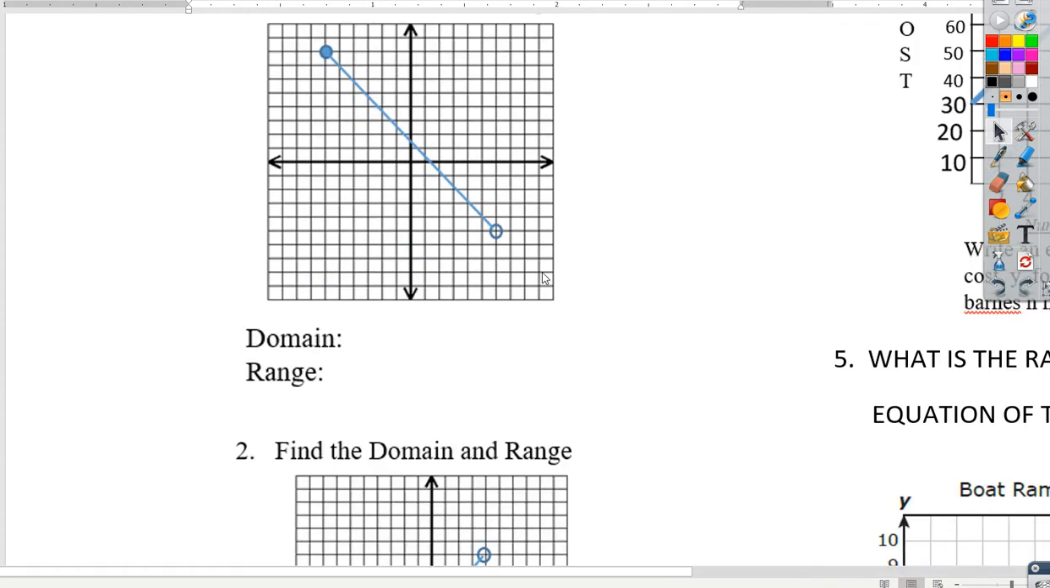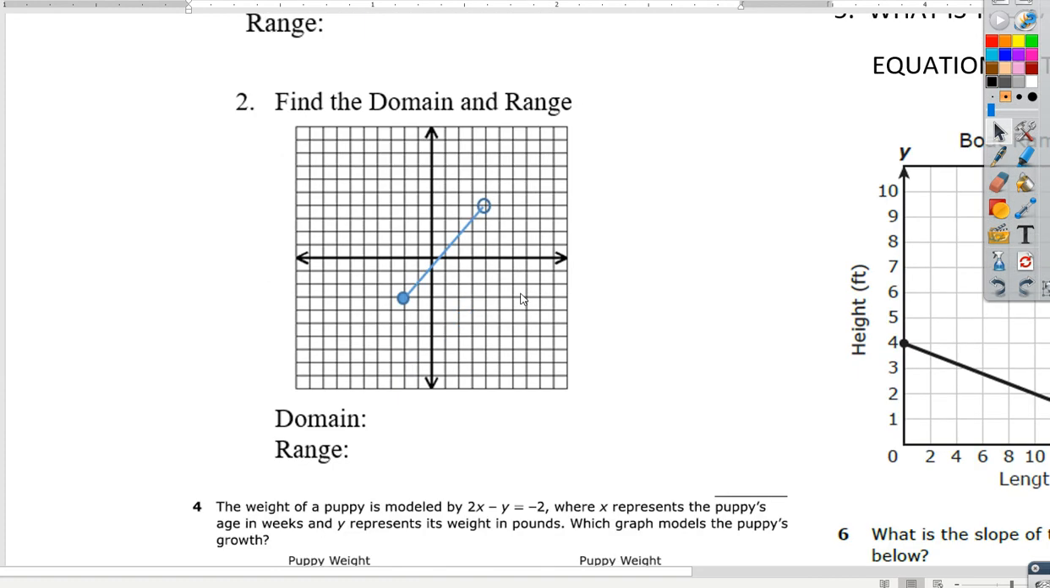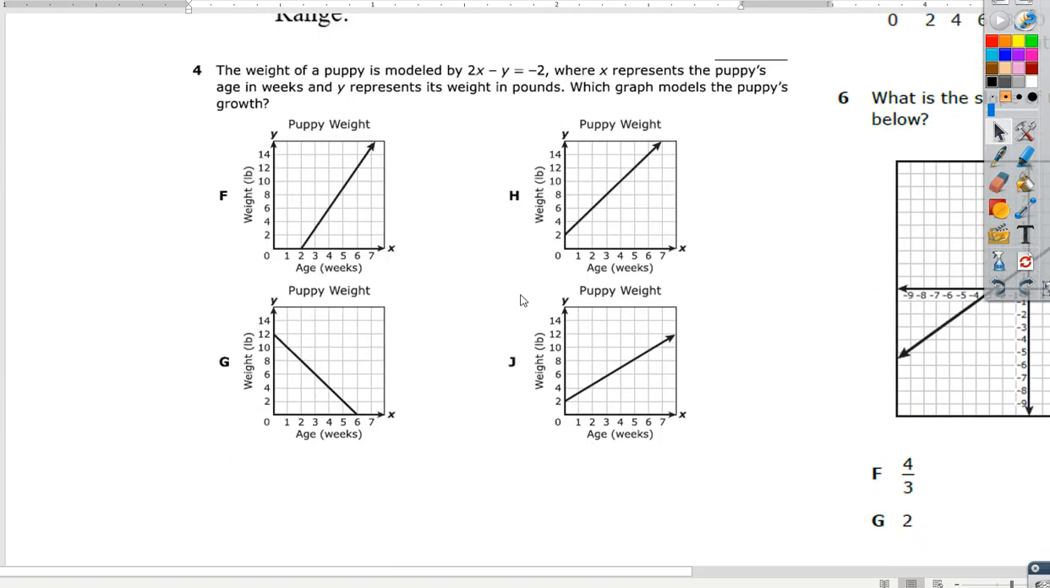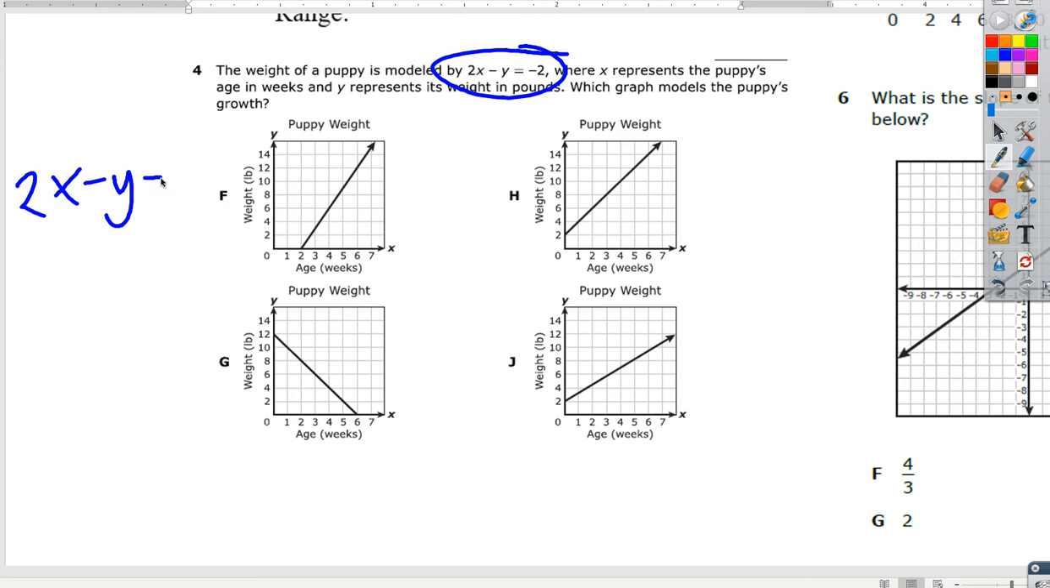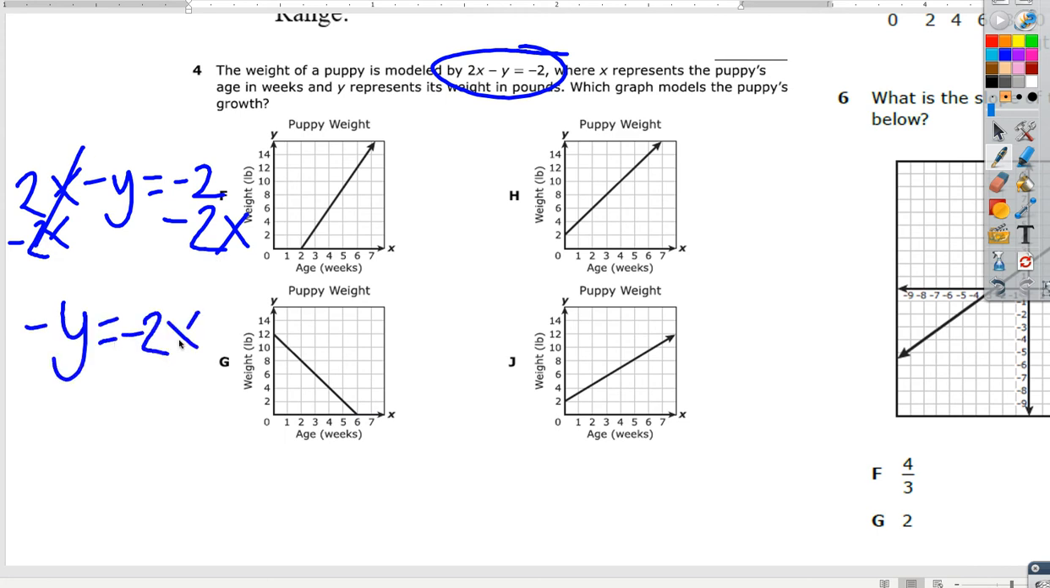I'm going to skip number 2 because notice that it's the same thing, so you can do that one. Number 4, I'm going to give you an idea. Okay. If I want to graph this equation that they're giving me here, I need to solve for y. So I have 2x minus y equals -2. Okay, so the first thing I'm going to do is move the x. So I'm going to do -2x minus 2x. I have -y equals -2x minus 2.